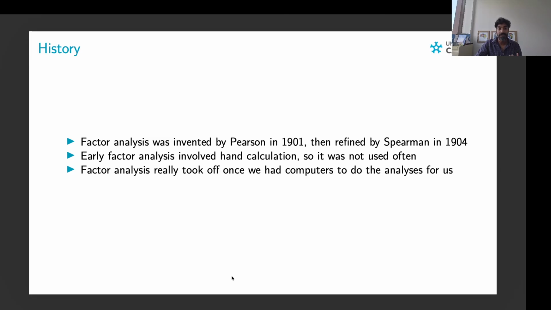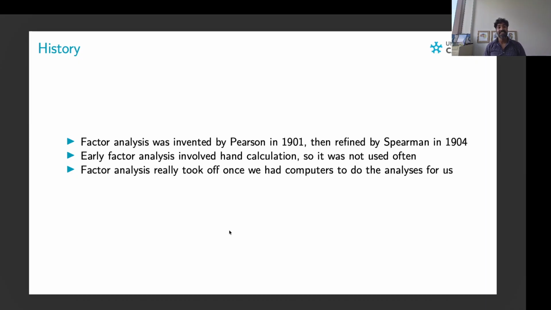So what's the history of factor analysis? Well, it was invented by Pearson, a man you'll hear a lot in statistics, and Spearman as well, another man you'll hear a lot in statistics. So initially Pearson invented it in 1901, and then it was refined by Spearman a few years later.